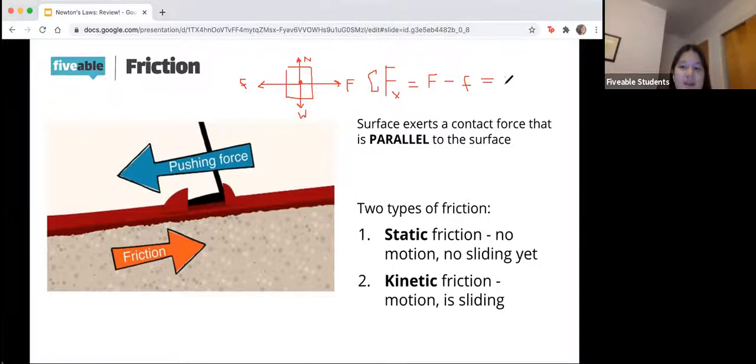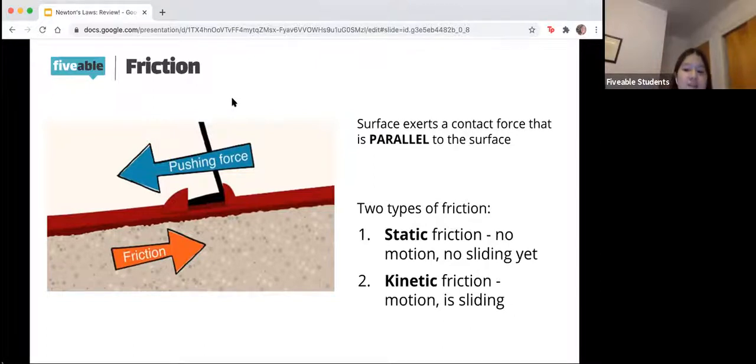To find f, it's kind of fun. It's an interesting kind of journey. However, there are two types of friction: static and kinetic. Static is what I like to think of as being on the brink of moving. Like I'm pushing this box and it's not moving yet. It's right at the breaking point, just about to move.